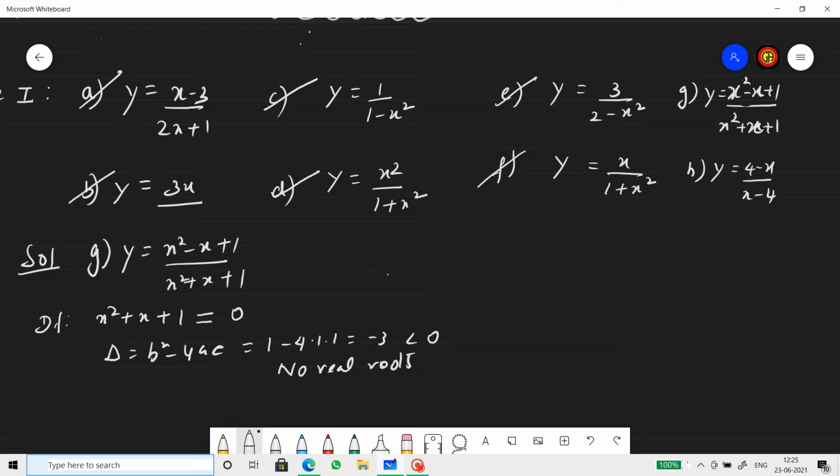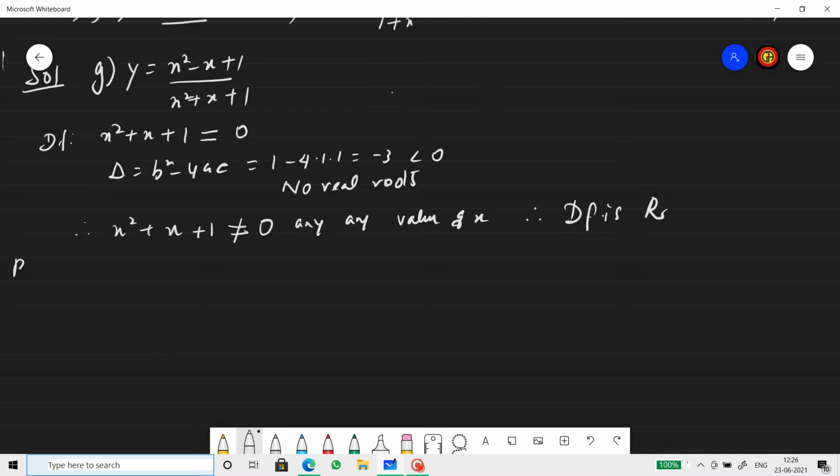So that means no real value for x. Therefore, no value of x can make x square plus x plus 1 equal to 0 for any values of x. Therefore, domain is all real numbers here. Isn't it? x can occupy any value because none of the values in the real number system can make the denominator 0. Right? Now let's go to the range.